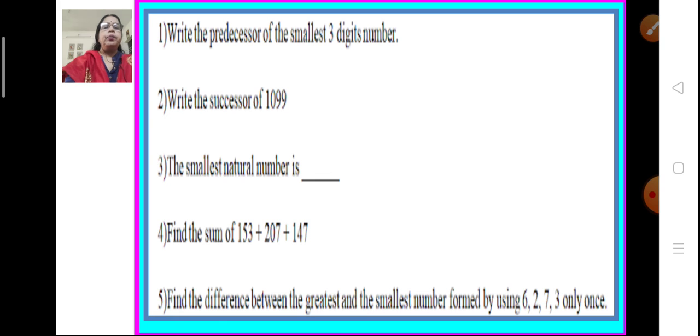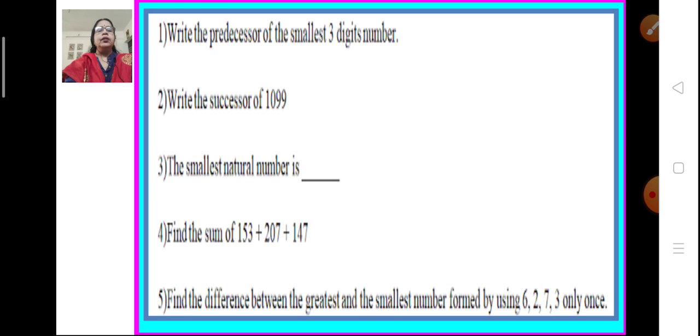Now write the predecessor of the smallest 3-digit number. What is the smallest 3-digit number? It is 100, isn't it? So what will be the predecessor of that? The next one, write the successor of 1099. So how do we get the successor? By adding 1 to this number.